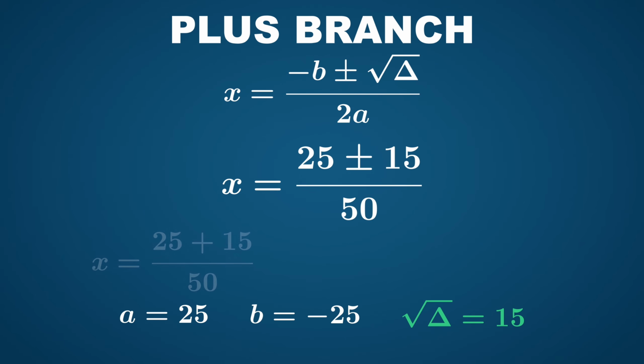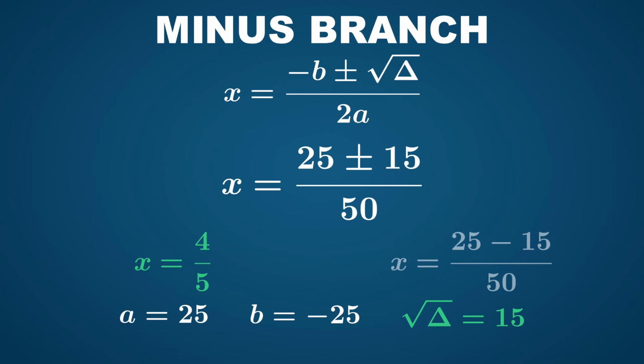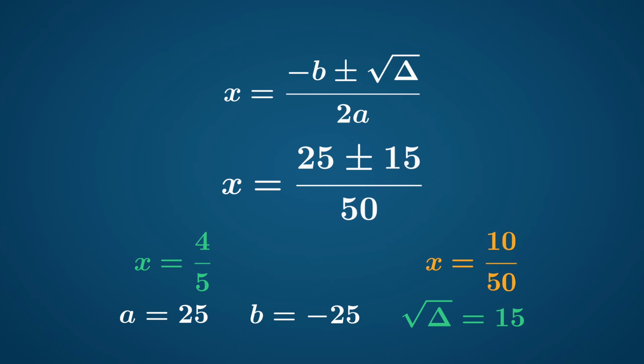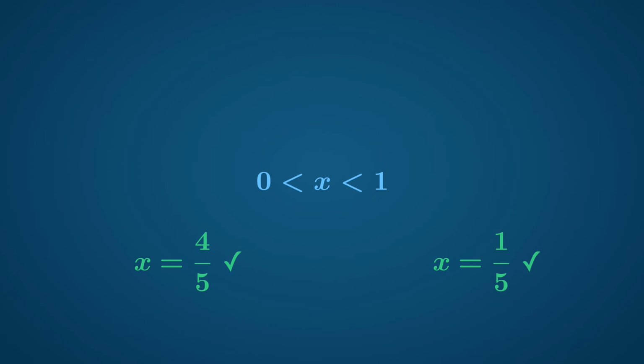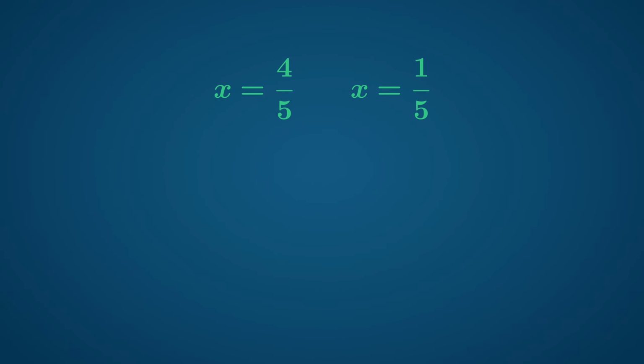First we take the plus branch of the formula. 25 plus 15 gives us 40 on top. 40 over 50 reduces when we divide both by 10. That gives 4 over 5, so one value is 4/5. Next we take the minus branch of the formula. 25 minus 15 gives us 10 on top. 10 over 50 reduces when we divide both by 10. That gives 1 over 5, so the other value is 1/5. Both values sit strictly between 0 and 1, so both stay.